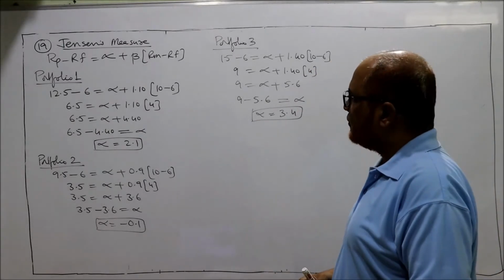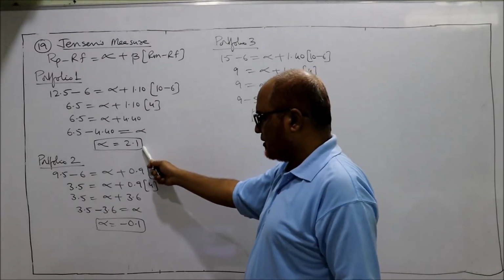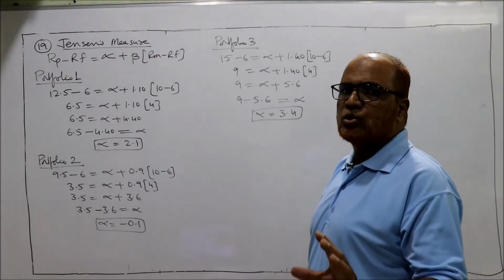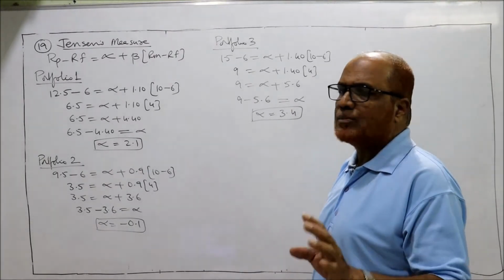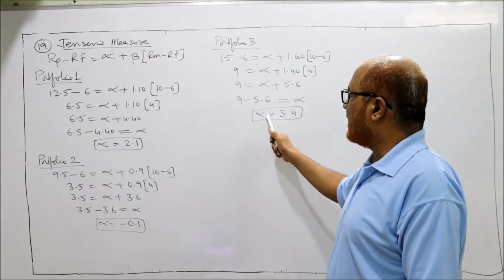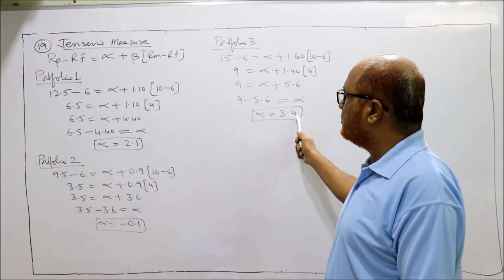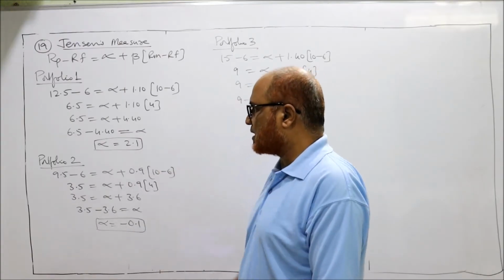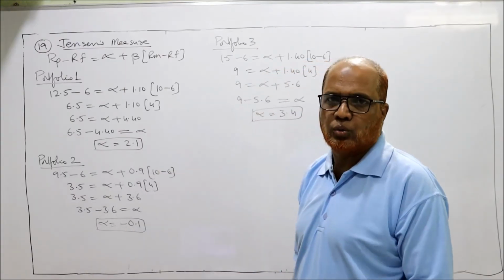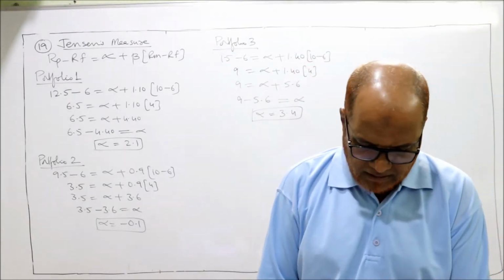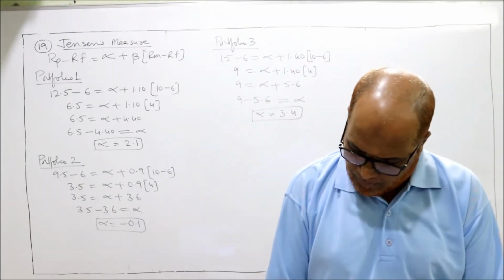So for first portfolio, we are getting alpha 2.1. Second minus 0.1, third 3.4. So conclusion you have to give, the best portfolio is portfolio 3, since the value of alpha is the highest, 3.4. Second rank goes to portfolio 1 and last rank goes to portfolio 2. That is the rank. This is problem number 19. Now the last problem, 20th.